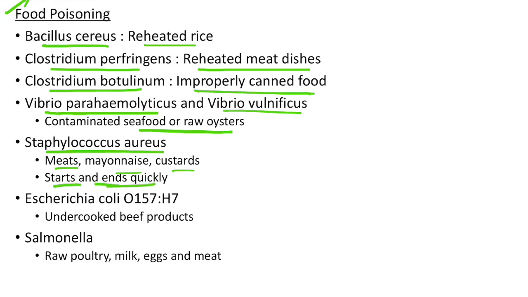Escherichia coli O157:H7 is associated with undercooked beef products, and Salmonella is associated with raw poultry, milk, eggs and meat.